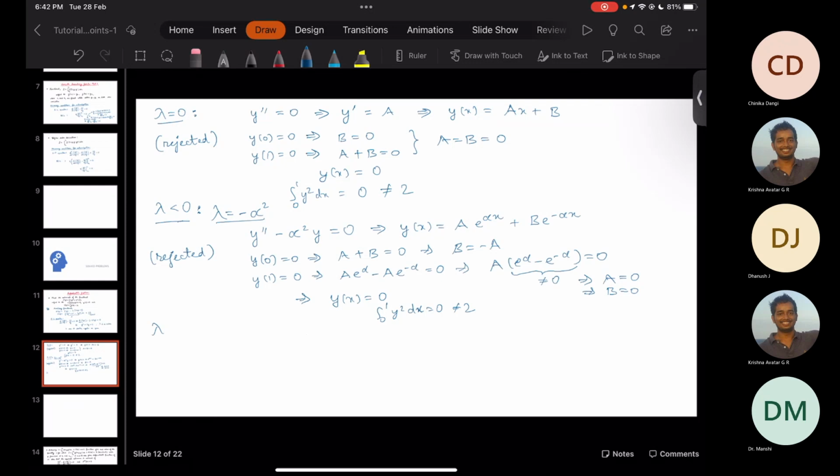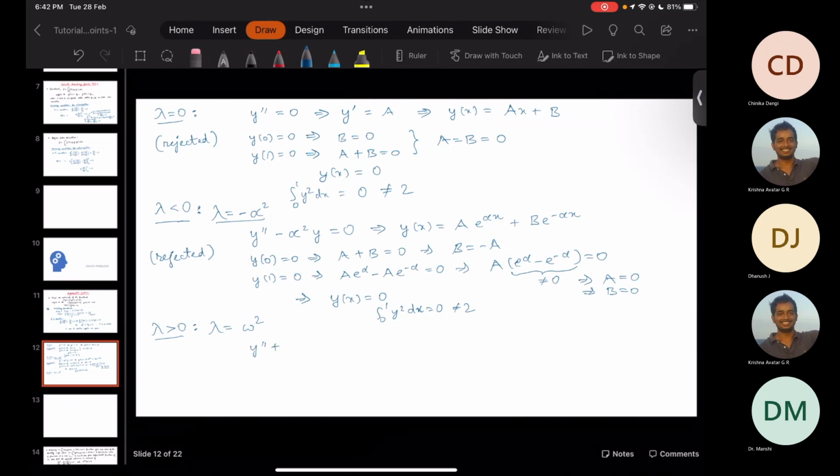So let's try the last possibility, which is lambda greater than 0. Following a similar procedure as above, we can have lambda is equal to some omega squared. Remember that omega squared will always be a positive number, because the square of a real number is always greater than 0.